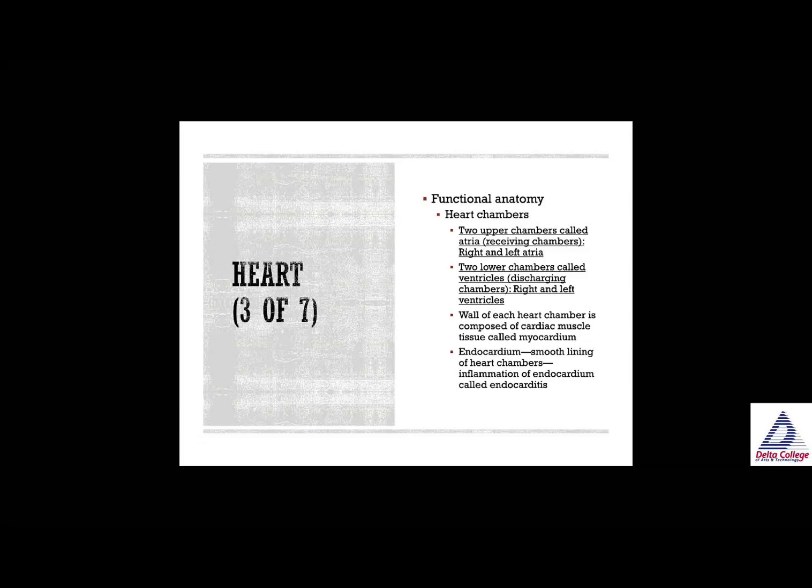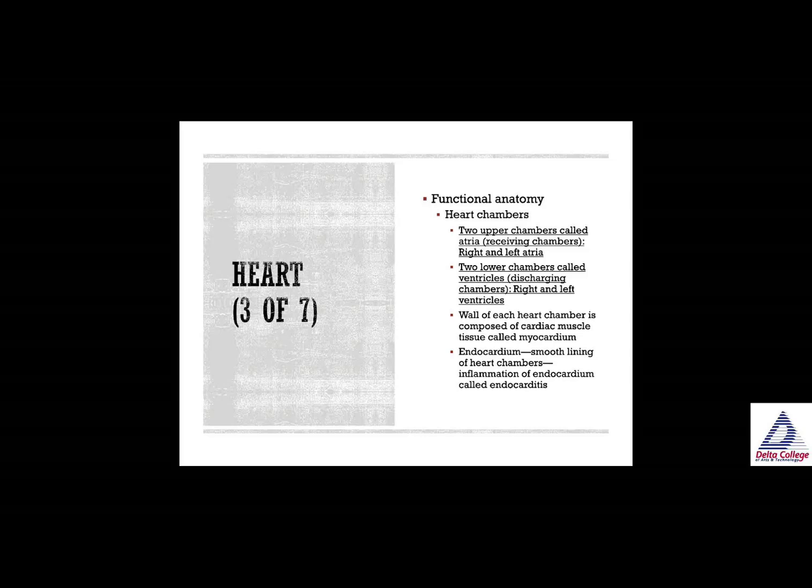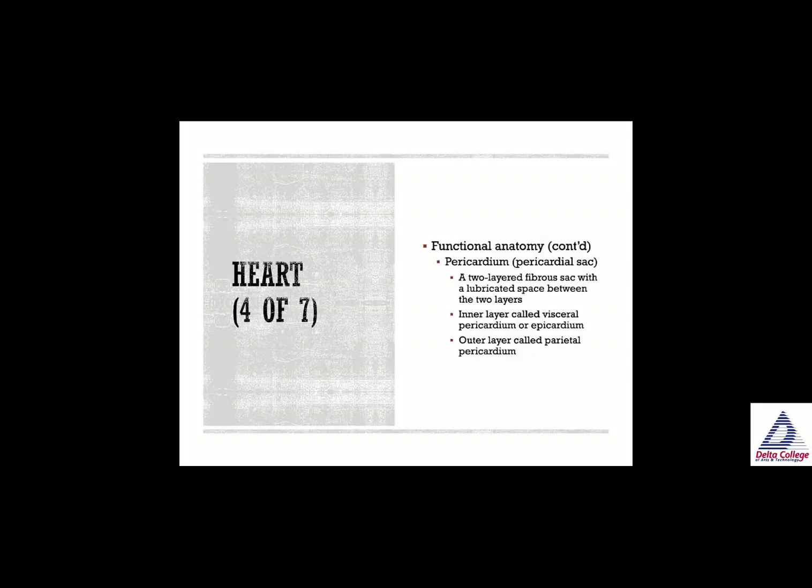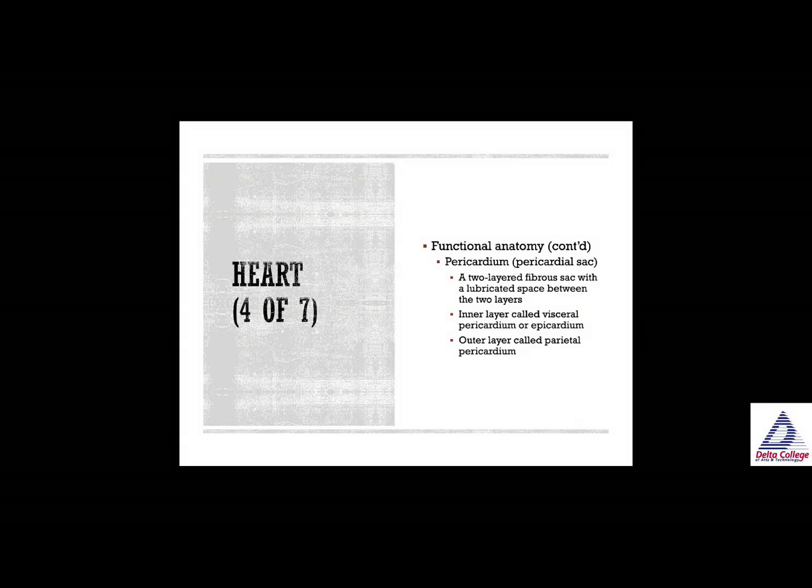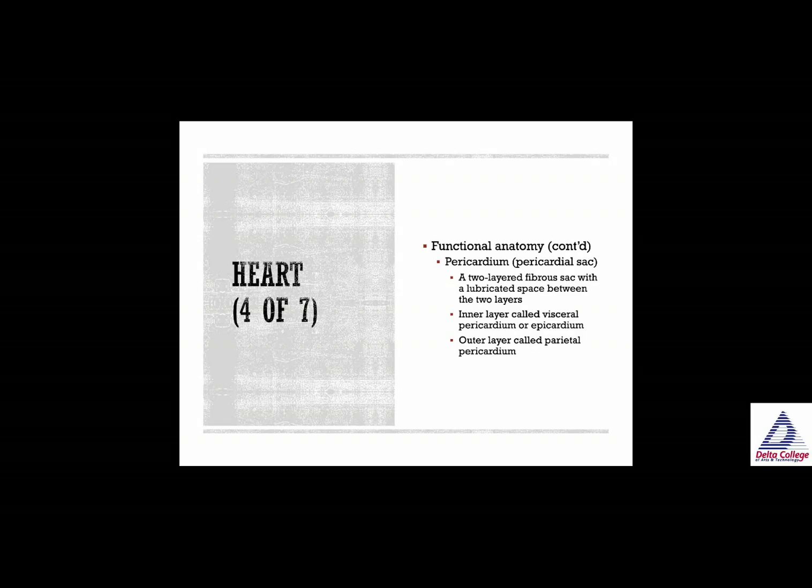The wall of each heart chamber is composed of cardiac muscle tissue called myocardium. The endocardium is the smooth lining of the heart chambers on the inside, and inflammation of the endocardium is called endocarditis. Now, the pericardium, or the pericardial sac, is a 2-layered fibrous sac with a lubricated space between the 2 layers. The inner layer is called the visceral pericardium or the epicardium. The outer layer is called the parietal pericardium.